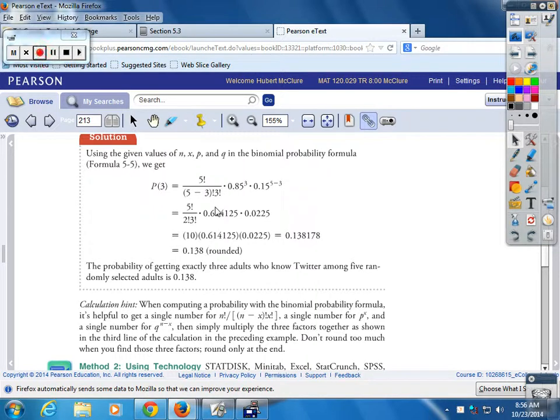So you go in, second, bars, and then the numbers in order N, P, X. If you don't put them in N, P, X, it won't work. It's got to be in the order N, P and X. And you got to put commas between them. Binomial PDF.